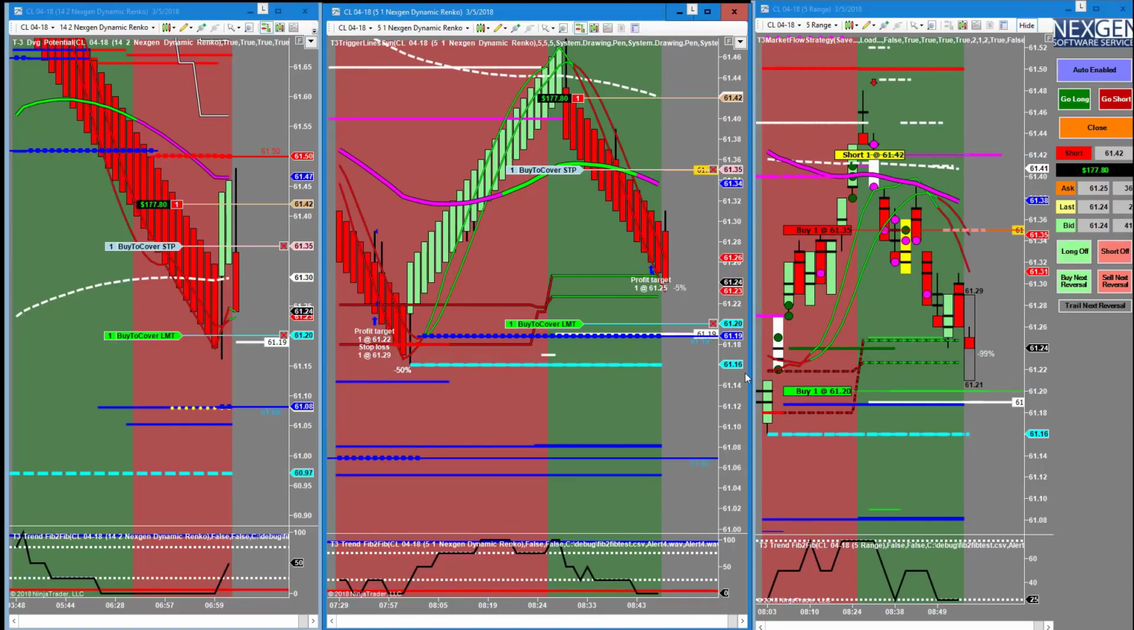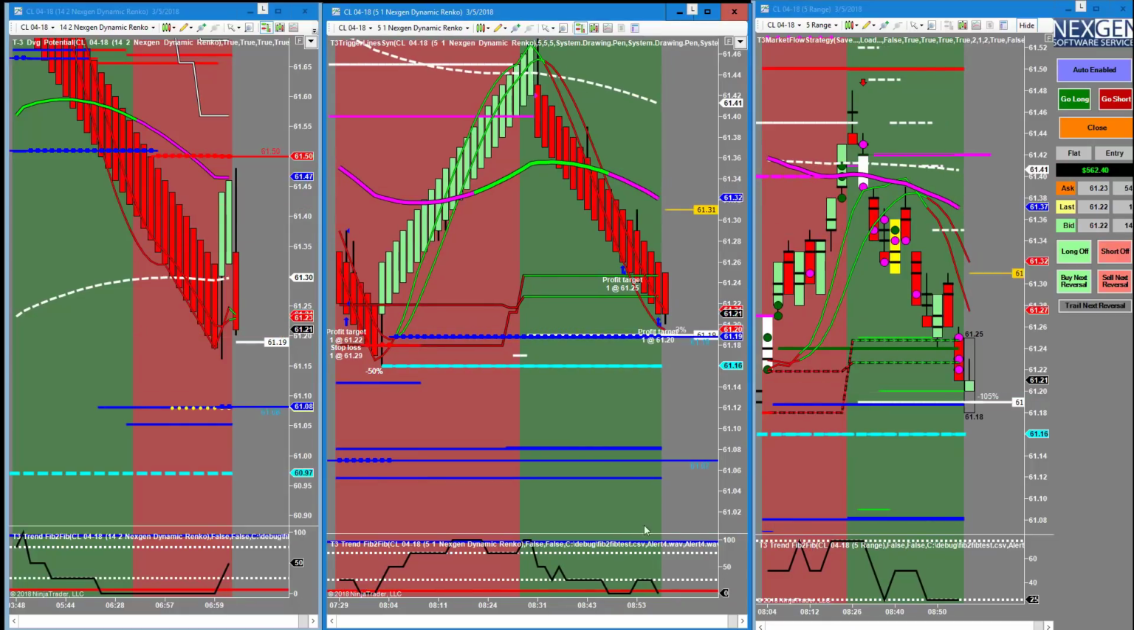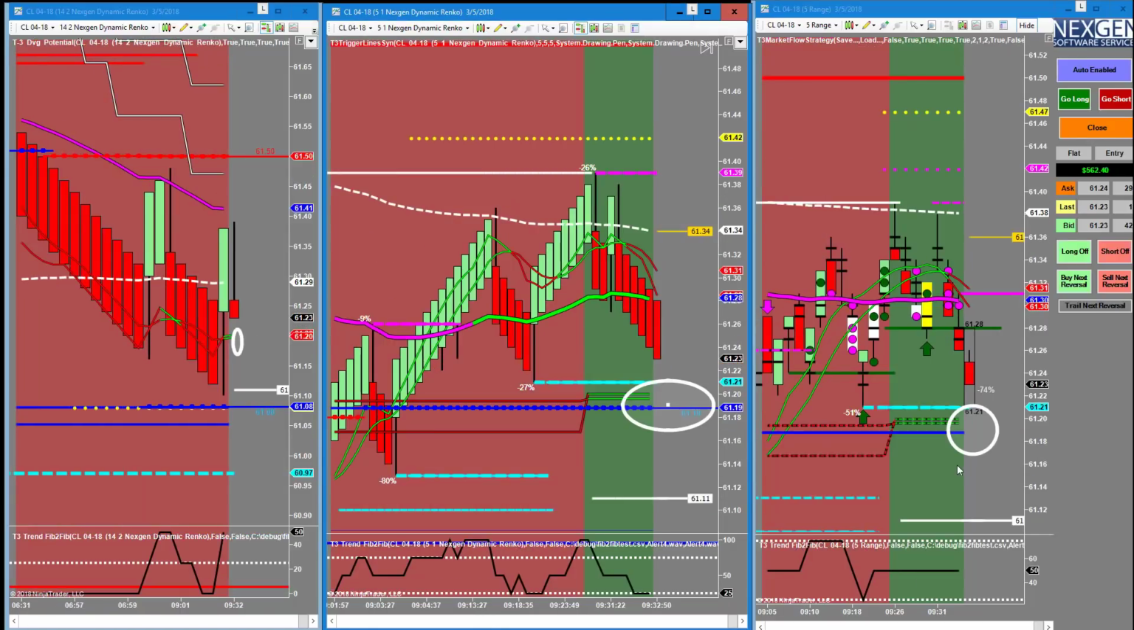If the market continues down and makes it to our Fibonacci target, then obviously you can see we end up making that. So again, it's the same thing over and over.